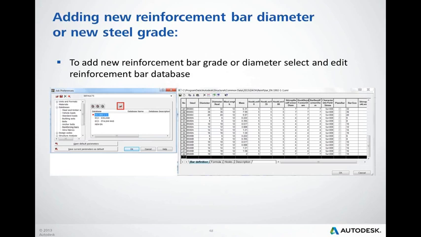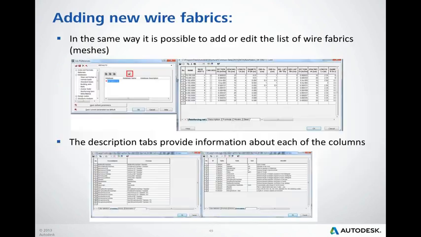Let me remind you what was already said for the design of RC beams and columns, but what applies to slabs and walls also. In case you need to add a new diameter of reinforcement bars or a new steel grade, you should edit the reinforcement bars database. To do so, go to Job Preferences, select the database you want to edit, and open it with the indicated button. The same applies to wire fabrics.